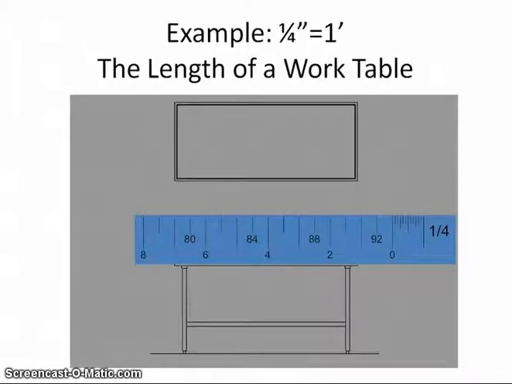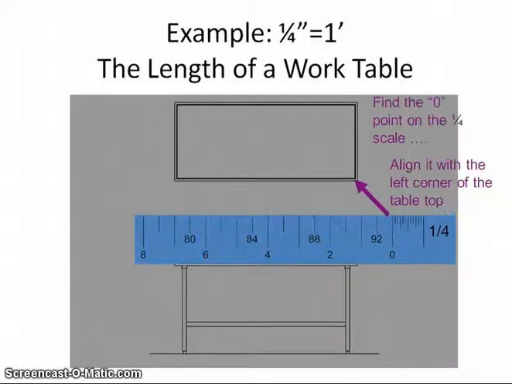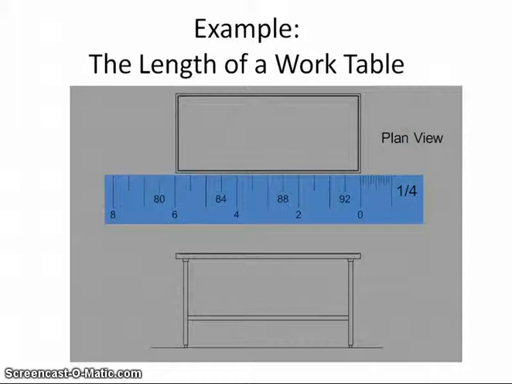Okay, so here's an example. We want to find the length of this work table. So to find the length, first we want to take our architect scale, find 1/4 of an inch, and place the 0 at the beginning point of the line or the item in which we want to measure. So as you can see, we took the 0 mark and we started it at the beginning of our line.